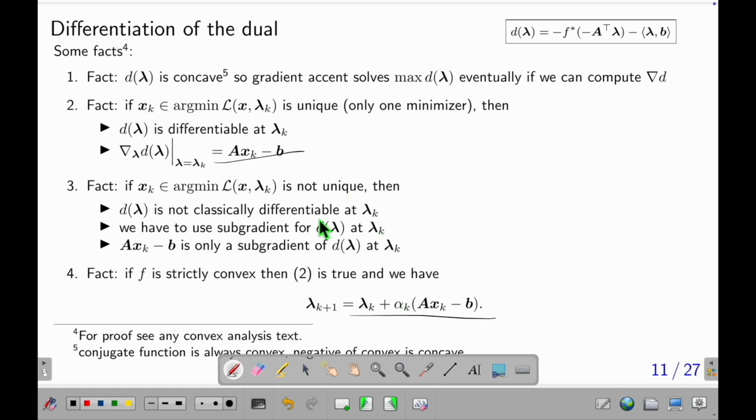These are details. The detail is that if this is not unique, for example, if my surface looks like this, then at this particular line I have infinitely many x that are minimum at this point. Then at this point, this function of lambda is not differentiable. Problem. Then we have to do subgradient. But let's make sure everything is differentiable. So now I have this thing.